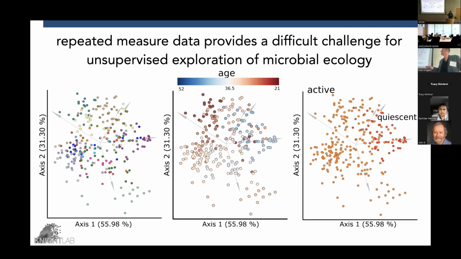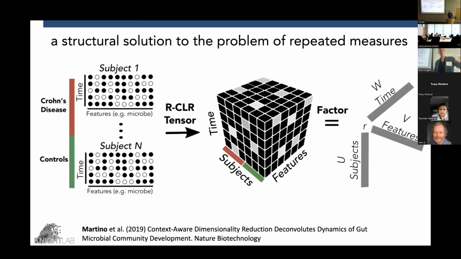What we're looking at here is an IBD data set, colored by person, and you can see that the different people form nice different clusters of different colors. The age signal is really disrupted by that per-person clustering, and you can't see any association of active versus quiescent disease at all because it's just lost in that per-individual effect.